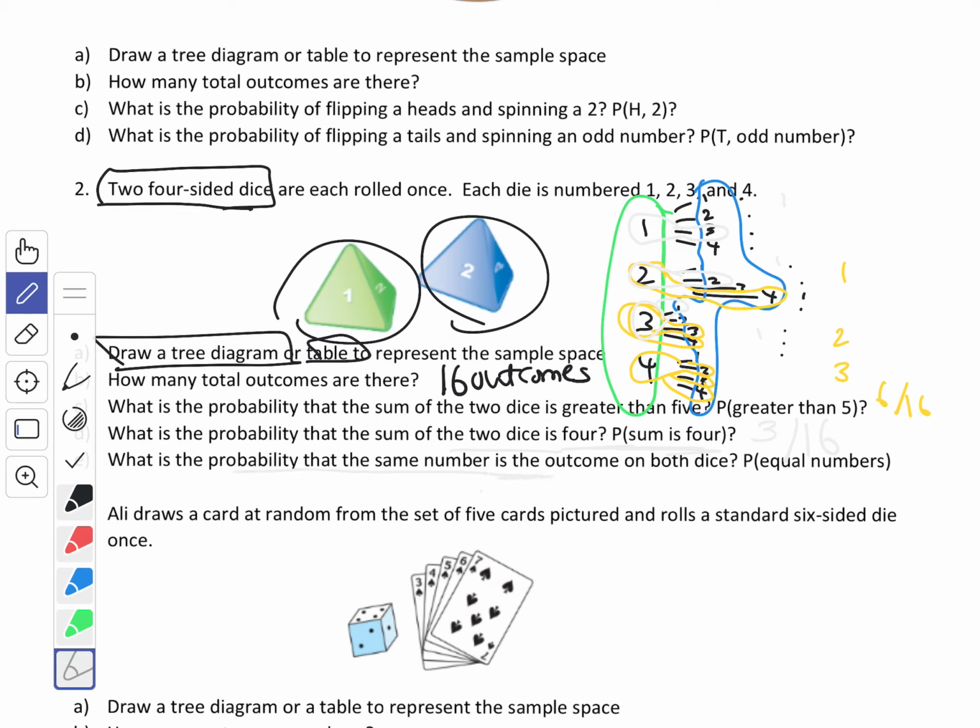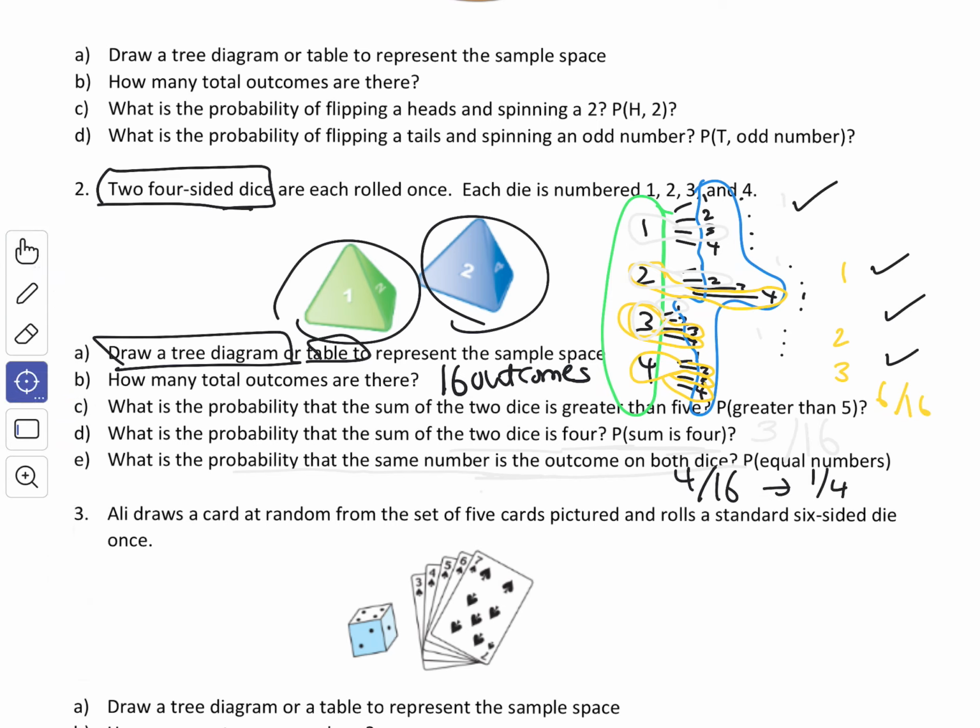Last one. What is the probability that the same number is the outcome on both dice? What is the probability of rolling the same number twice? There's always going to be 1 here because 1 and 1, 2 and 2, 3 and 3, 4 and 4. So a total of 4 chances out of 16 different outcomes. I can reduce this into 1 over 4, and that is my final answer.